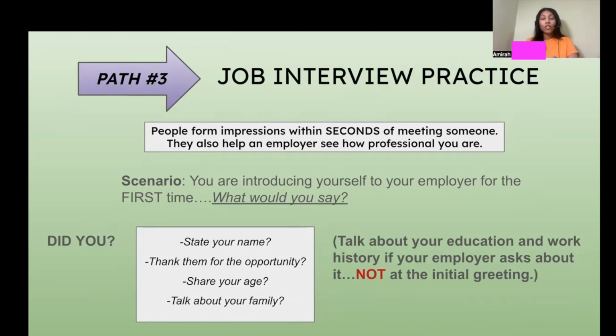So, with introductions, I'm already giving them something without giving them everything by telling them, hey, this is how much your introduction means to someone. This is the value of your introduction. So, you have to make sure that it is on point. Here's the scenario: you are introducing yourself to your employer for the first time. What do you say? If you have a student, I would say, hey, how did you introduce yourself to your boss when you first met them?